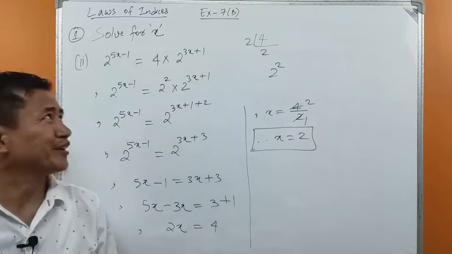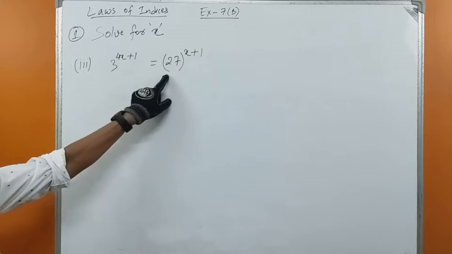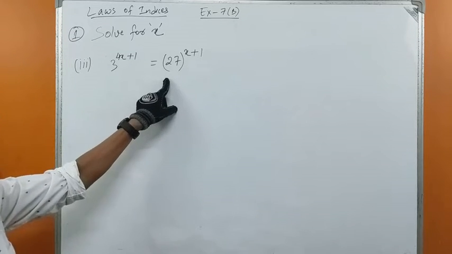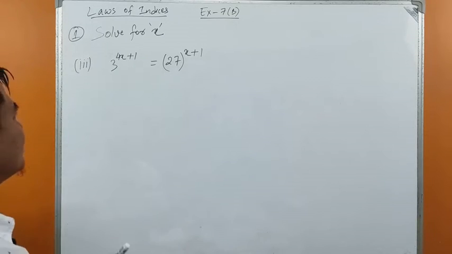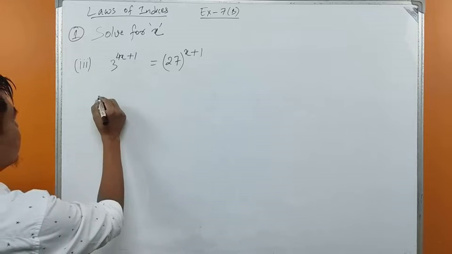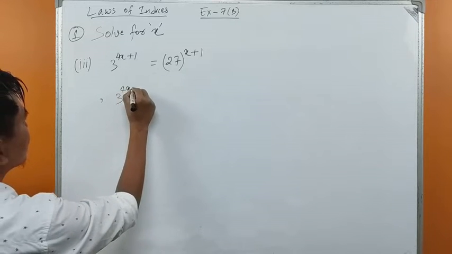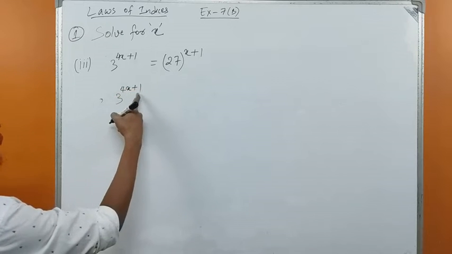Now let's do question number 3. So we are provided with this equation and we are asked to find the value of x, isn't it? So let's make the base equal first. Here we have in the left hand side 3 to the power 4x plus 1. 3 to the power 4x plus 1.